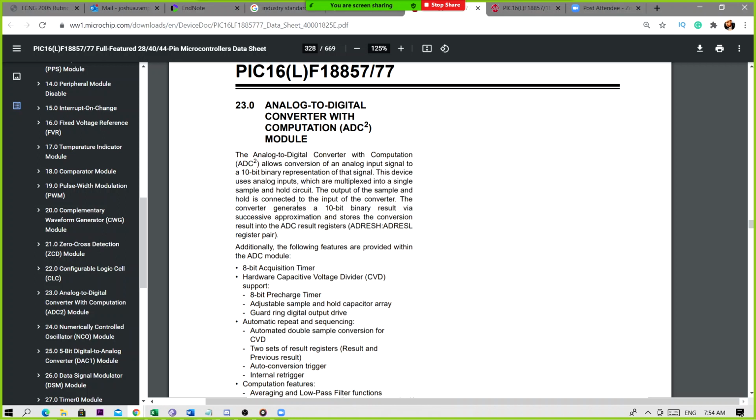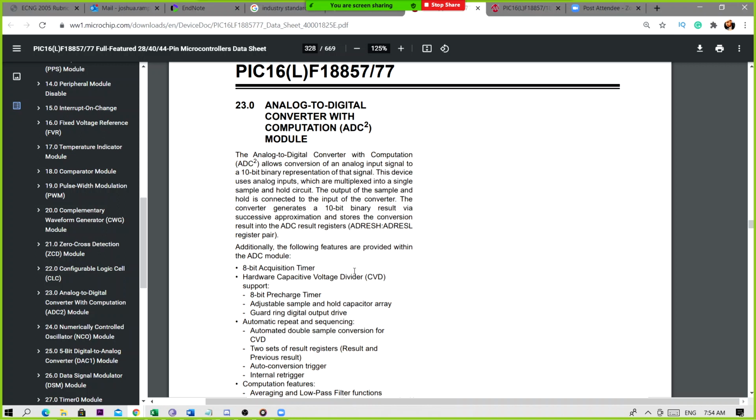The converter generates a 10-bit binary result via successive approximation and stores the conversion result in the ADC result register. ADRESH. ADRESH and ADRESL.